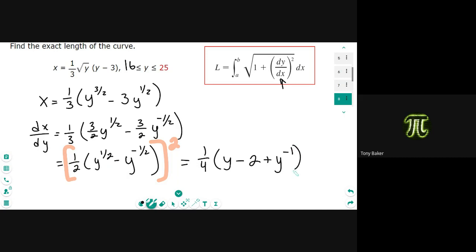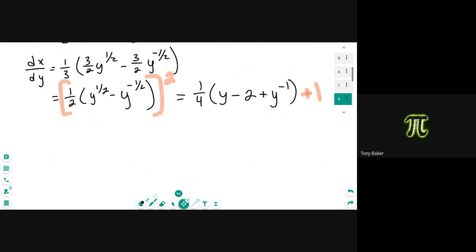So that's the squared. But now I have to add 1 to it. So let's distribute this through.